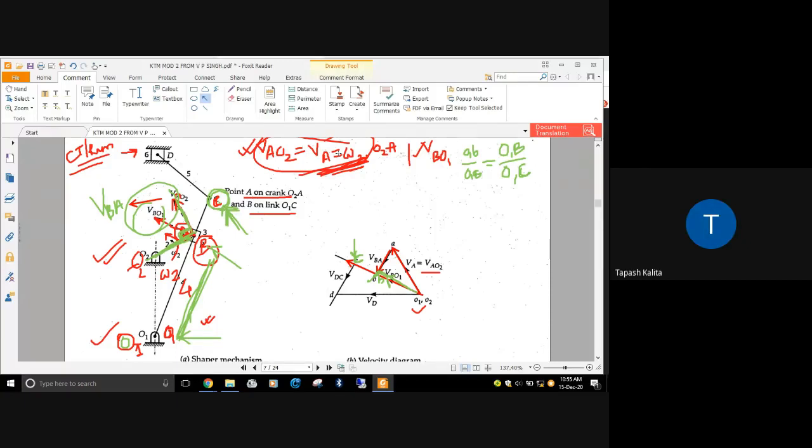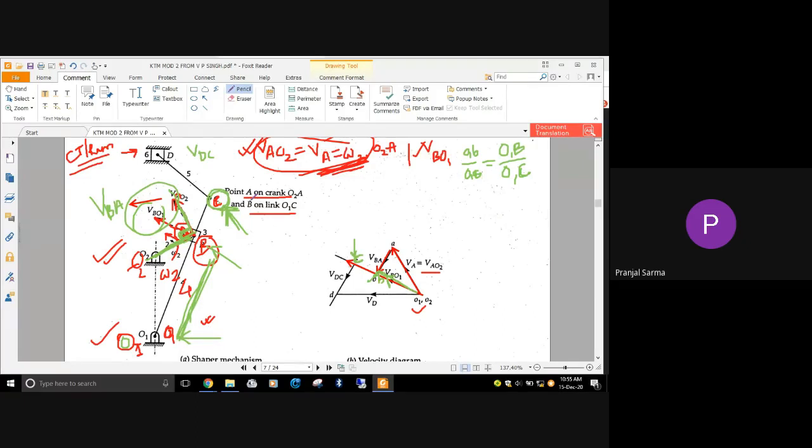Yes, I understood. Okay. Now, we'll come to this particular law of velocity, that is velocity of the slider D. Now, CD is this particular link, right? CD is this particular link, and now velocity of the point D with respect to C. That is VDC. So velocity of point D with respect to C, that is VDC.